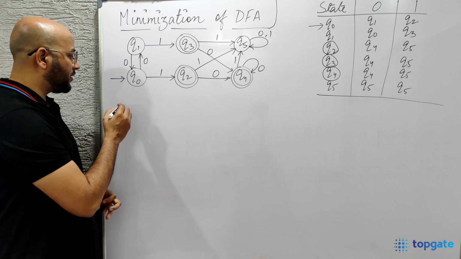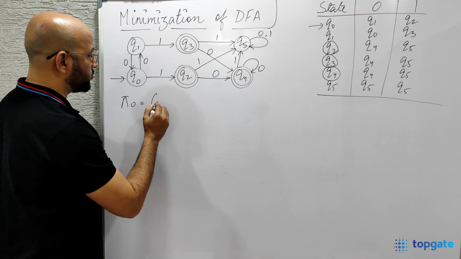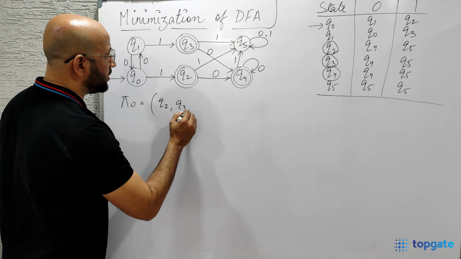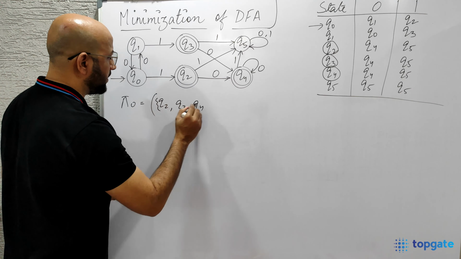First of all, I'll try to find out the zero equivalence, or pi zero. Pi zero says that the states have to be divided into two sets. One is a set of final states, one is a set of non-final states. So let's divide it. I have three final states in this one, that is Q2, Q3 and Q4. Clear? And the non-final states are Q0, Q1 and Q5. Let's call the non-final set set number 1 and the final set set number 2.